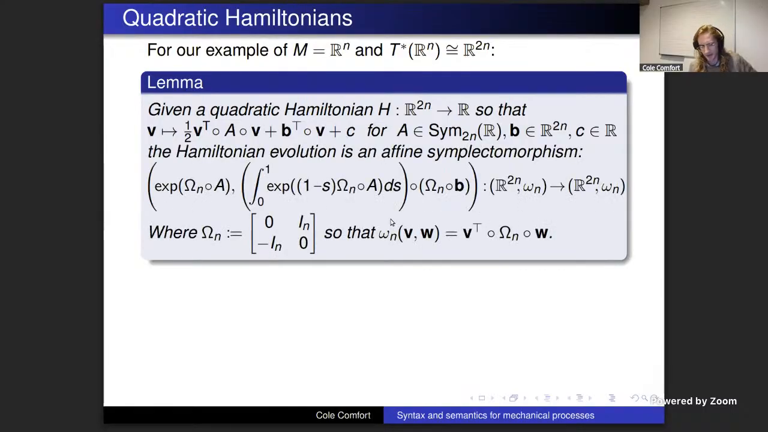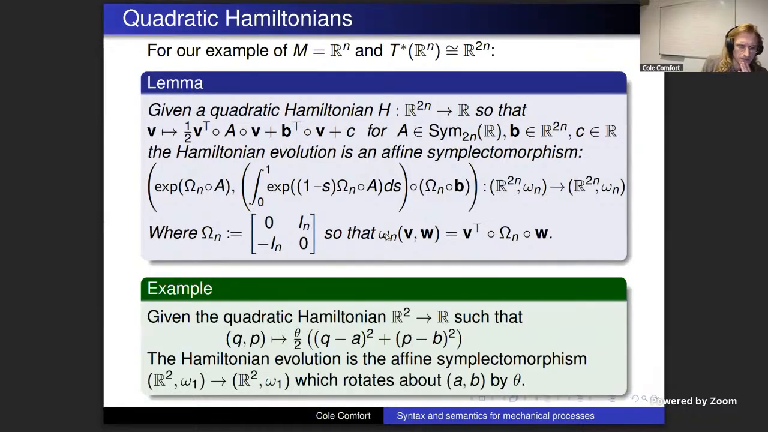And if you do all of the math, then when you exponentiate the Hamiltonian and so on, you get a symplectomorphism of this form. So the first component is the linear transformation, and the second one is the affine shift. And this big omega is basically just witnessing the symplectic form.